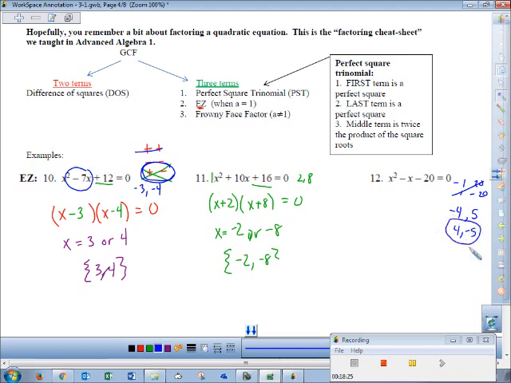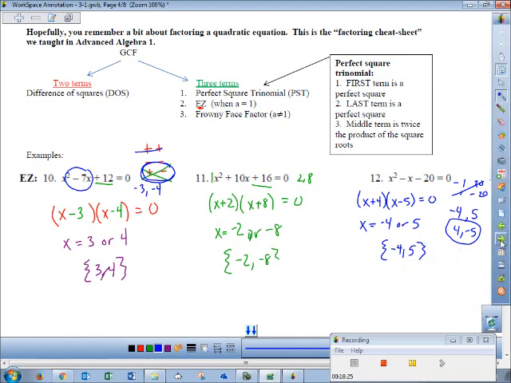This guy right here, because those multiply together to be negative 20 and add together to be negative 1. So this will factor to be x plus 4 times x minus 5, because the 4 was positive and the 5 was negative, equals 0. And then x equals negative 4 or positive 5. Solution set. Sweet. Easy factoring.